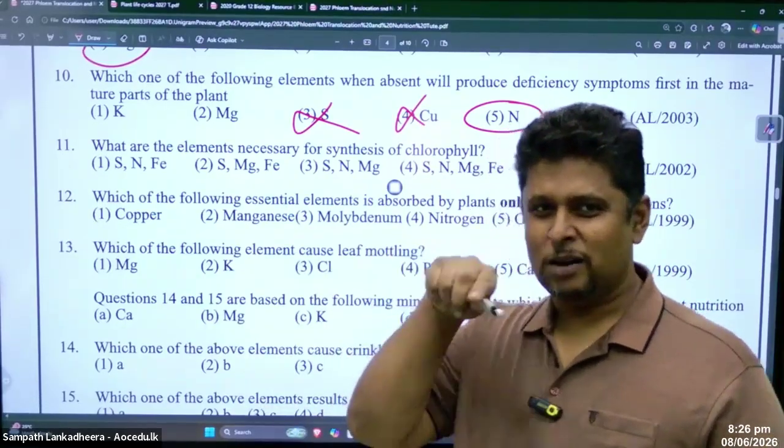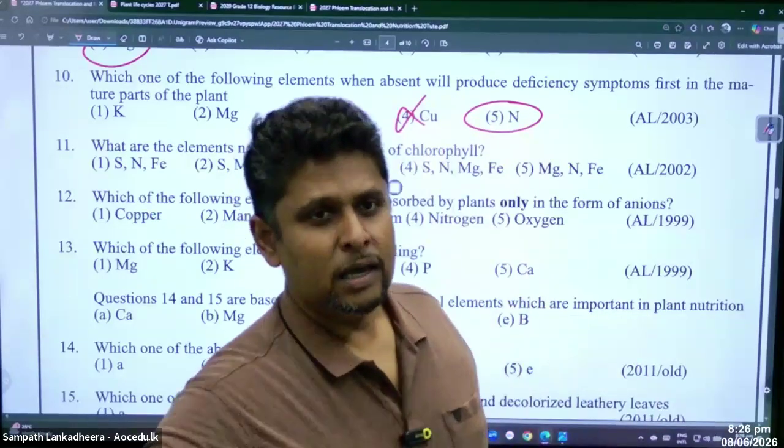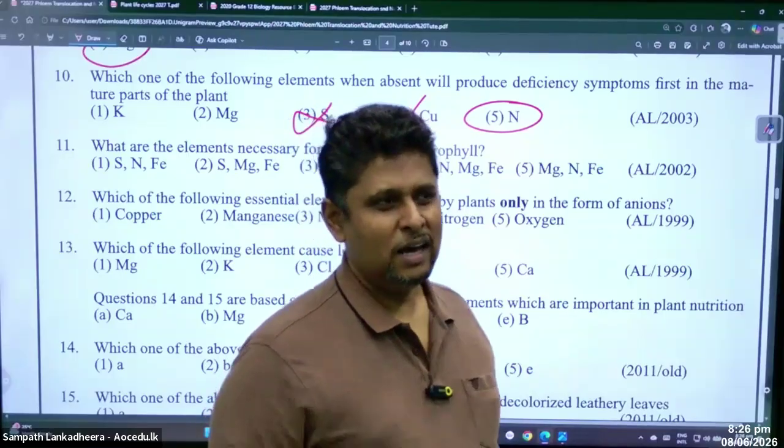96% of the living matter is made of carbon, hydrogen, oxygen, nitrogen. Because of that, nitrogen deficiency is felt seriously by the plant. So therefore, it has to be the answer there.